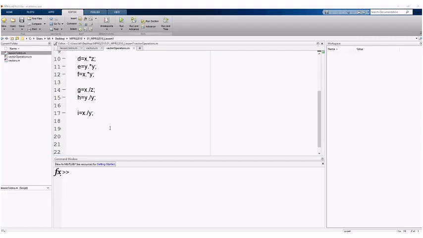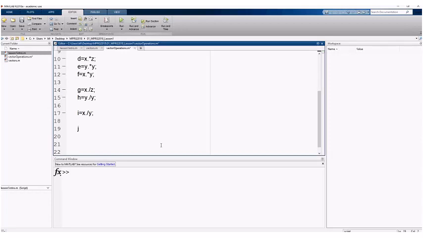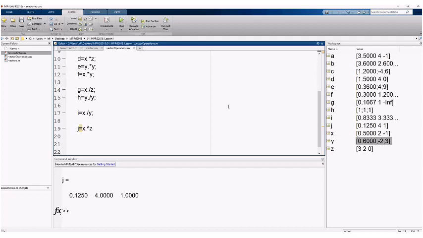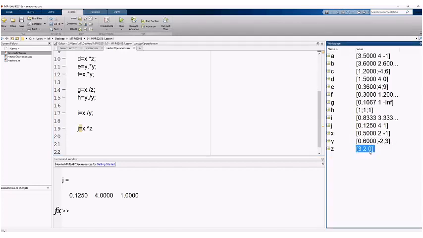Another operation which we can apply to vectors is the power operation. So let's calculate j as x dot to the power of z, and now let's run that. And now let's compare. We had x, which is 0.5, 2, and minus 1. And we have z, which is 3, 2, and 0.